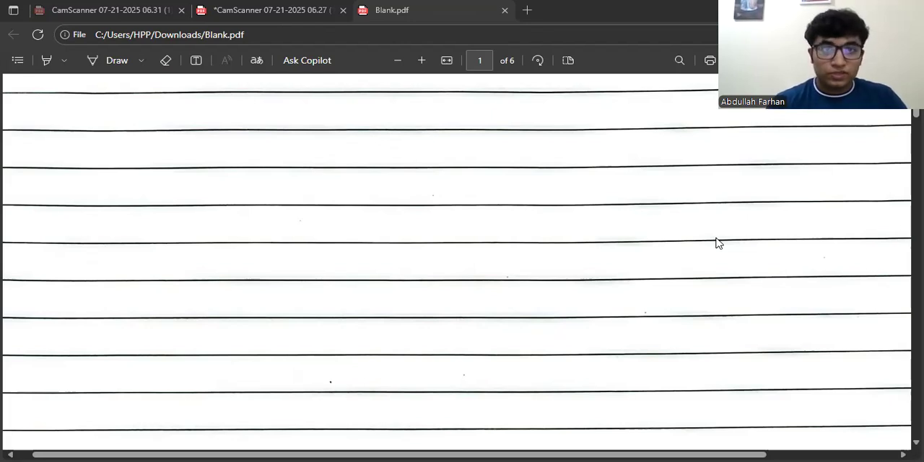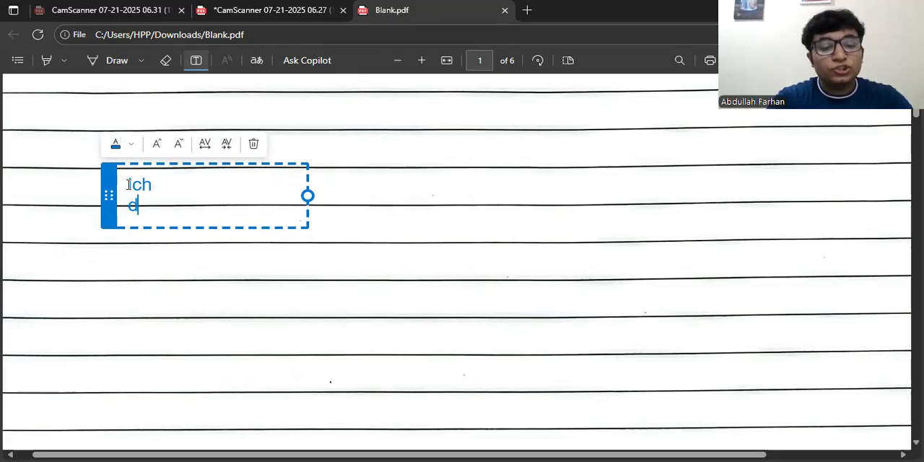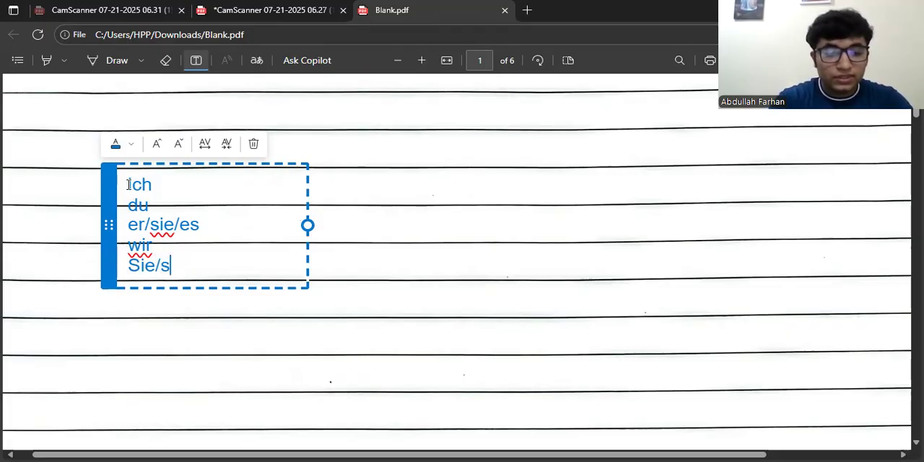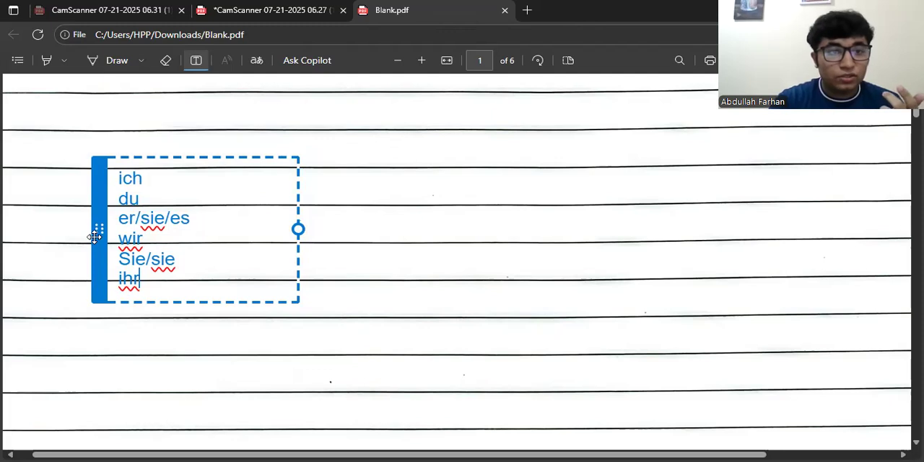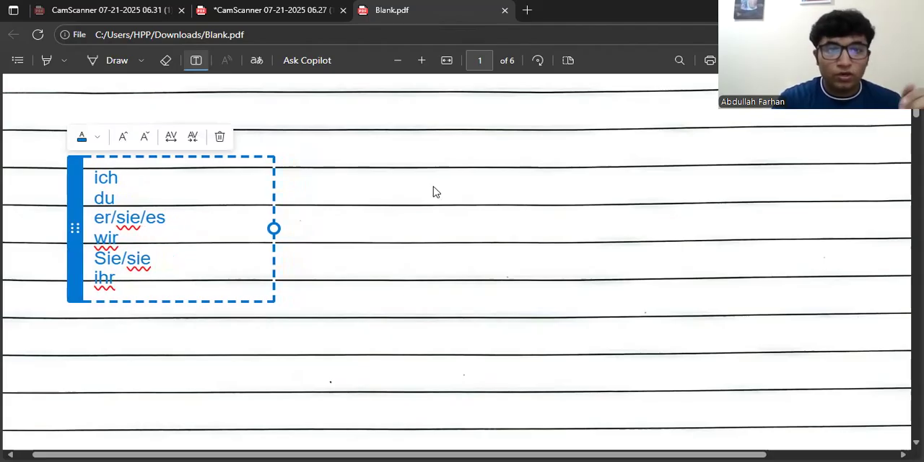But in irregular verbs, in terms of conjugation, there is a slight difference in the conjugated forms of du and er/sie/es. Let me explain it further. We have ich, du, er, sie, es, wir, ihr, and sie. These are the personal pronouns that we've got.